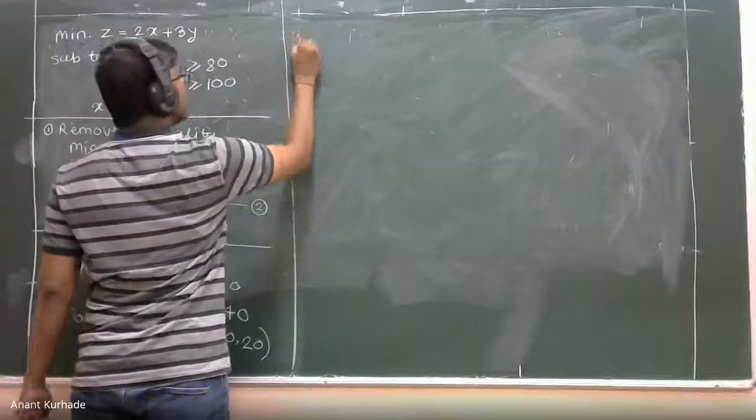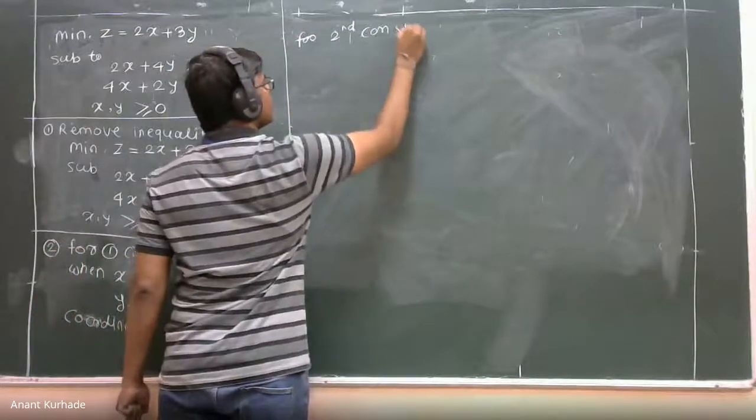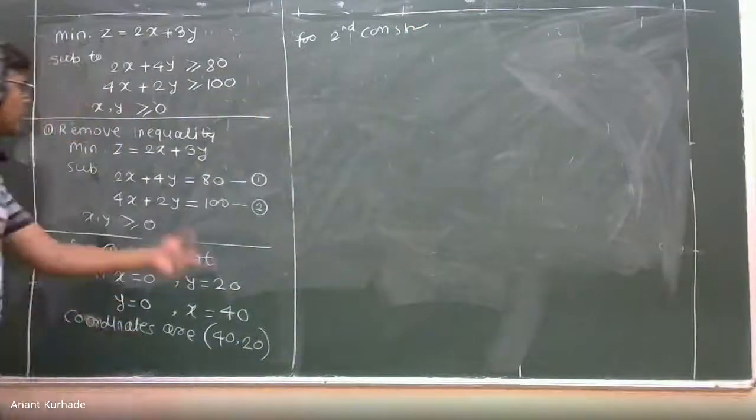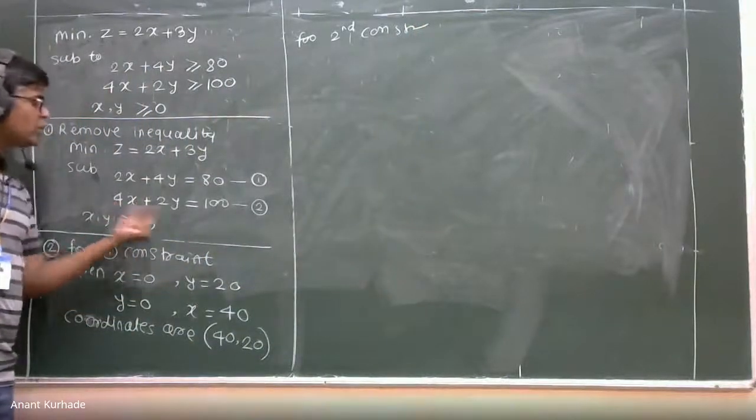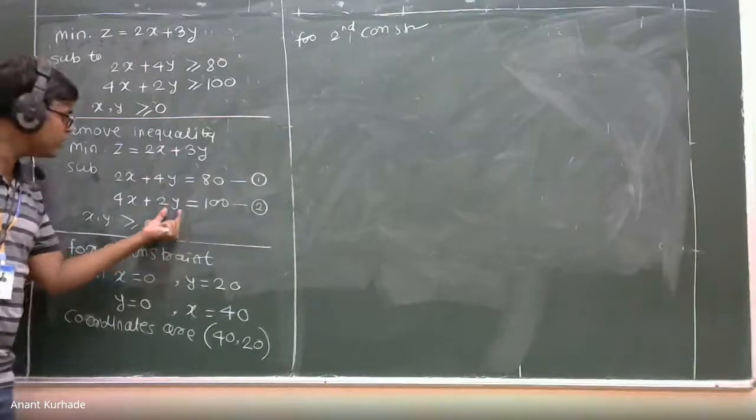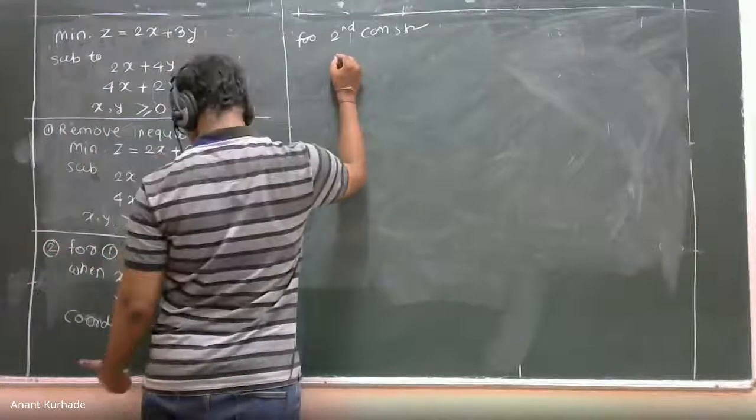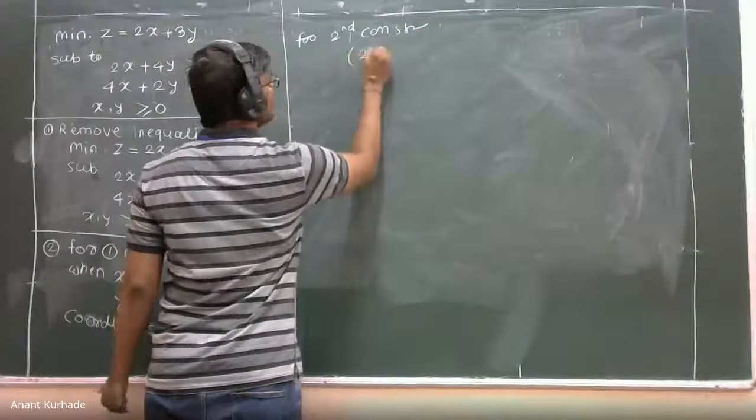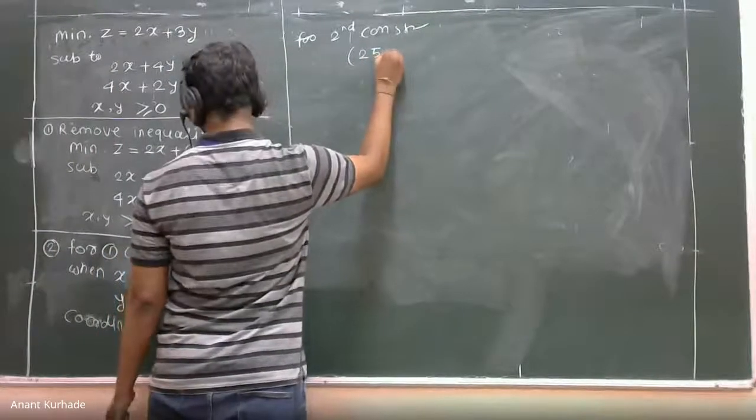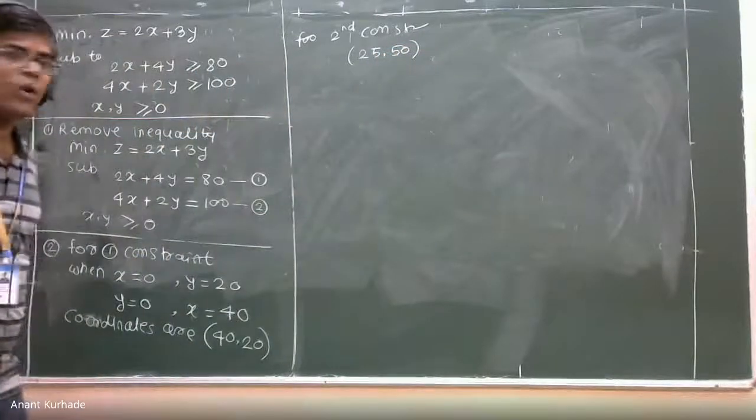For the second constraint, you can easily find it. When x is equal to 0, y is equal to 50. When y is equal to 0, x is equal to 25. So I can write directly 25, 50.